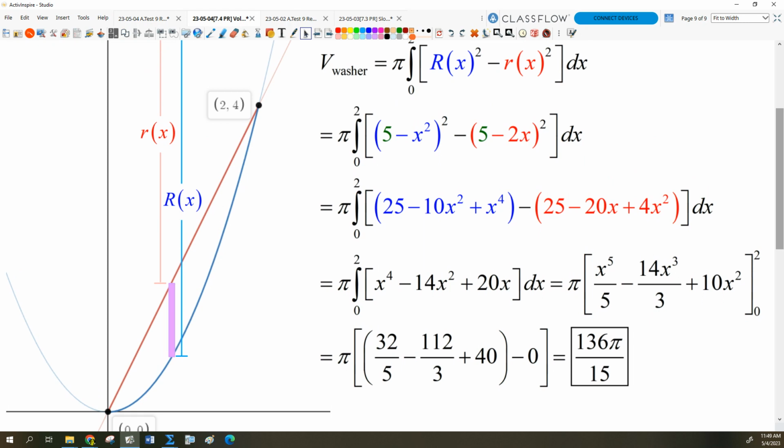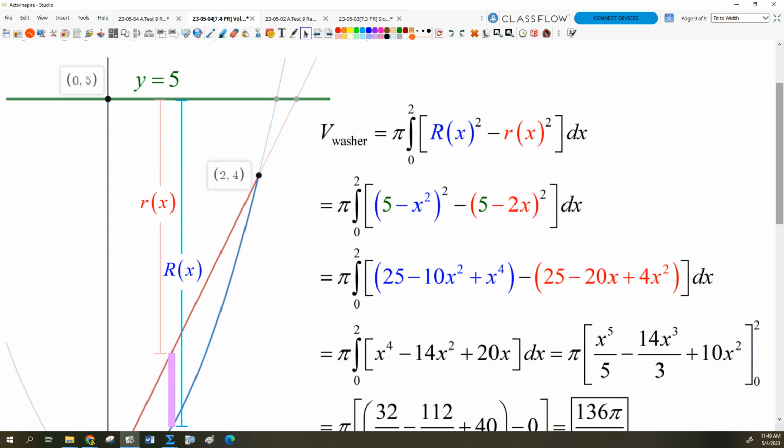No, this is going to be a much bigger volume because these radii are much bigger. See, look, if I revolve around the x-axis, I'm creating a pretty small washer. Here I'm creating really big washers, right? So much bigger.